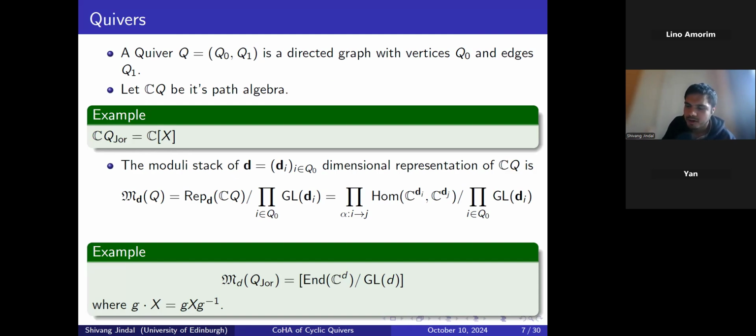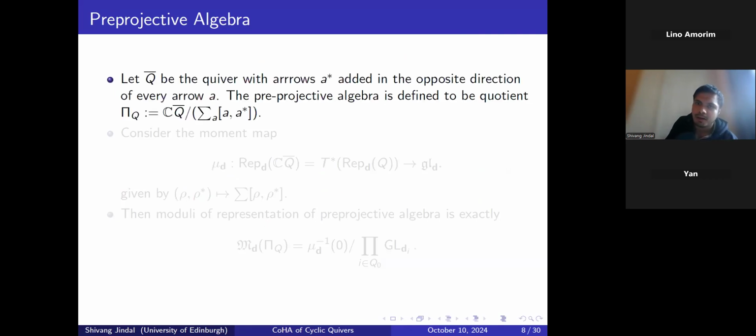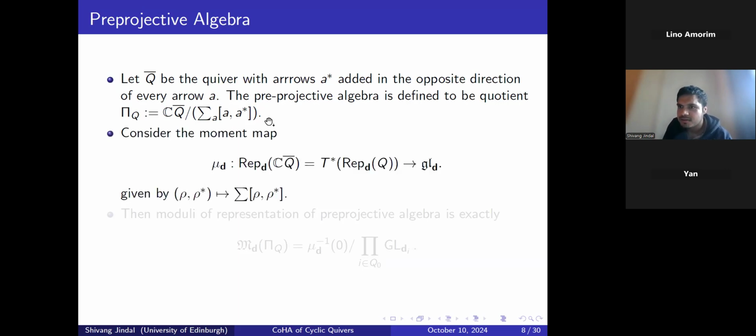We consider the preprojective algebra. Now we have the quiver, and we consider the double quiver. So we add an arrow in the opposite direction, and we define the preprojective algebra to be the quotient of the path algebra of the double quiver by these relations, which are just some sort of commutation relation between the arrows. This might not make sense yet, but let me explain why this is kind of natural.